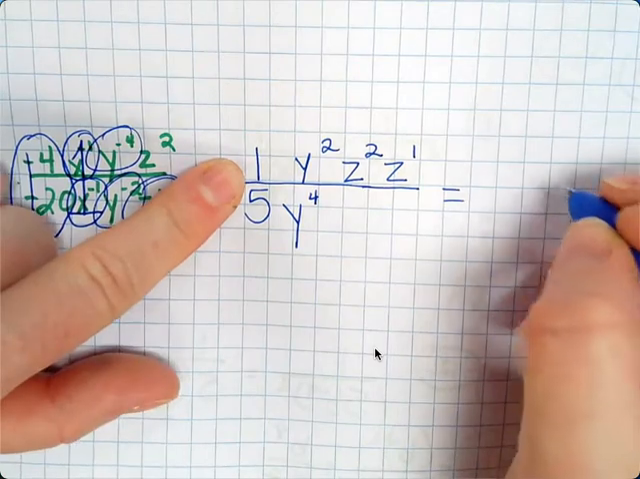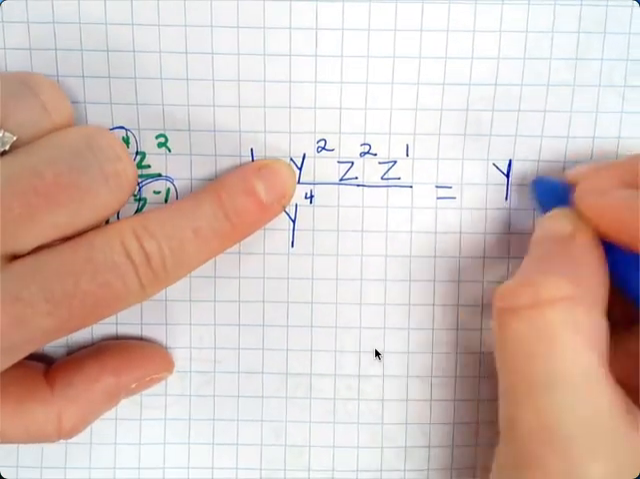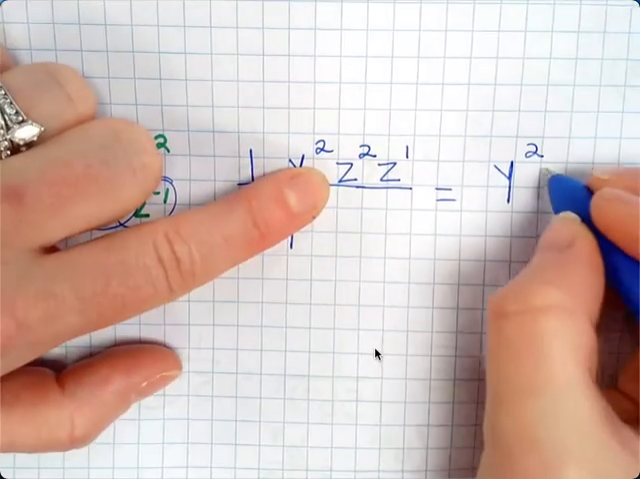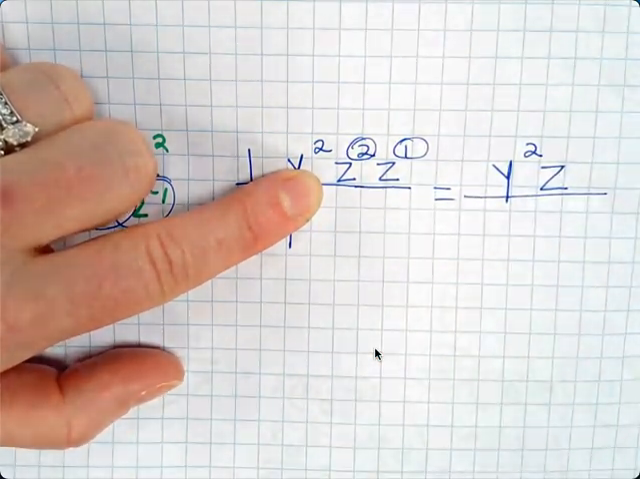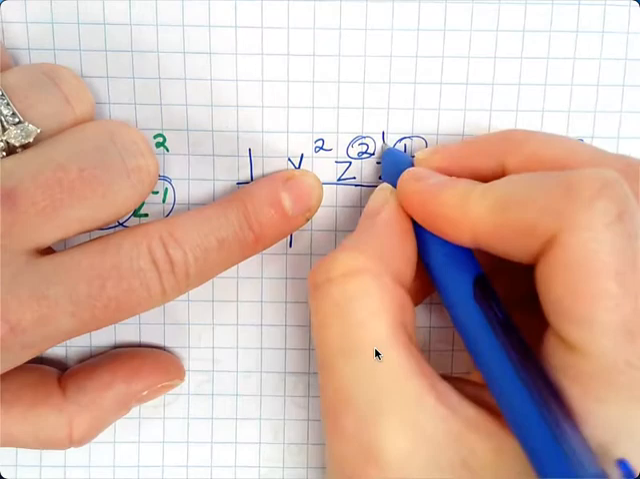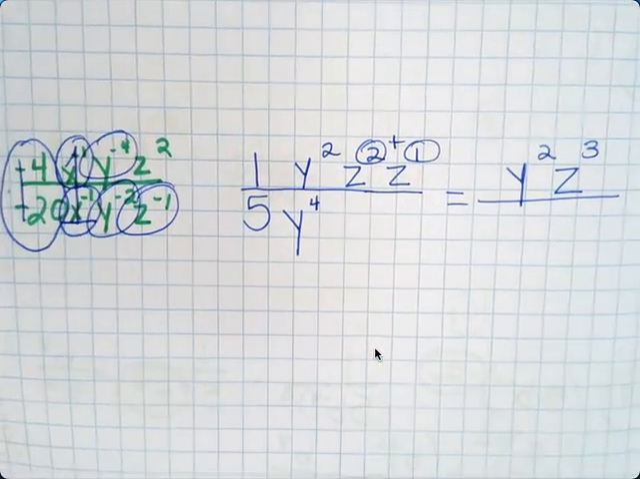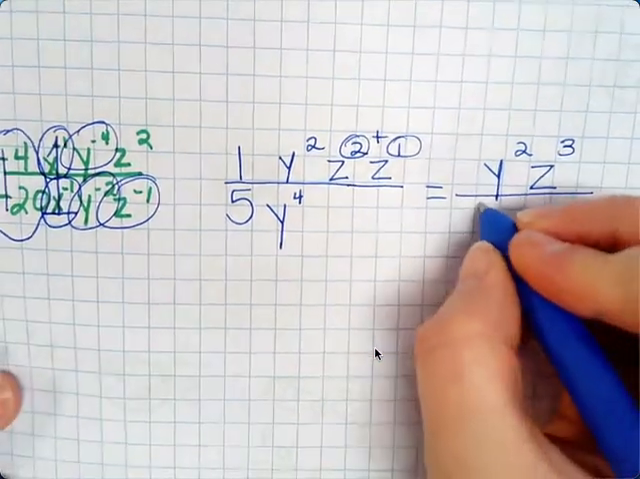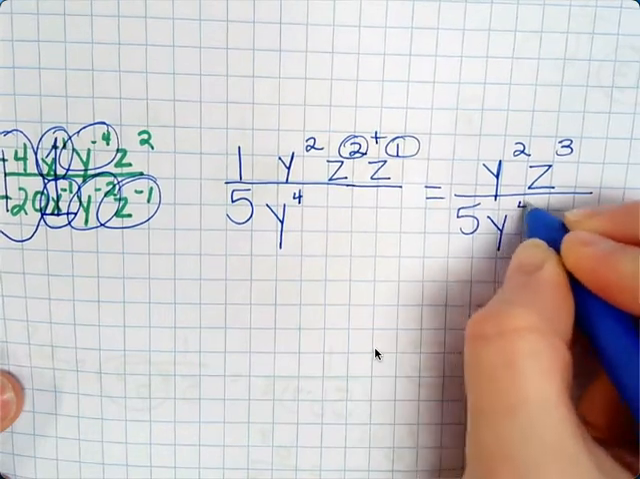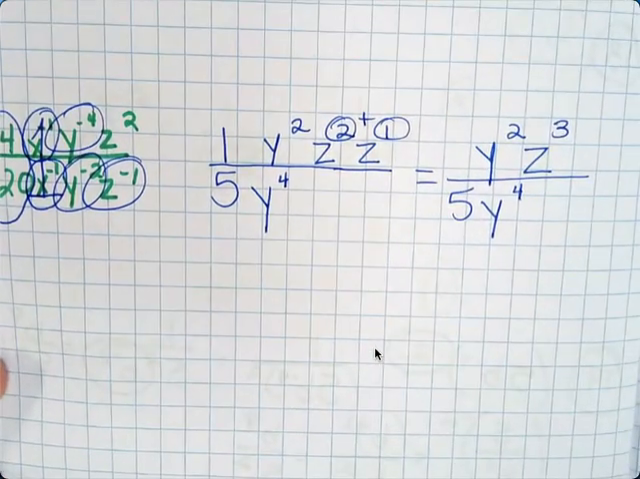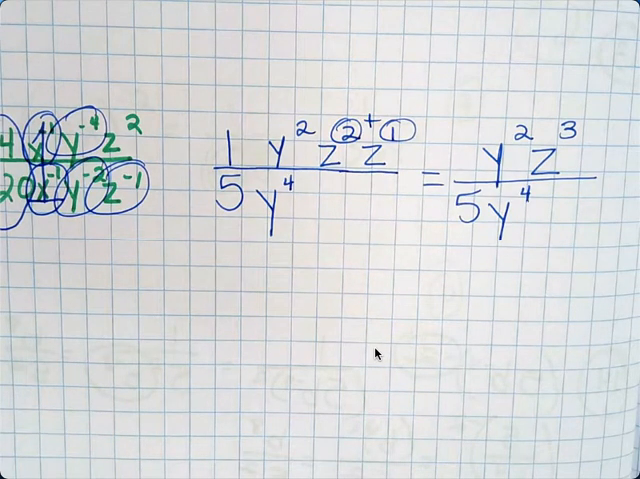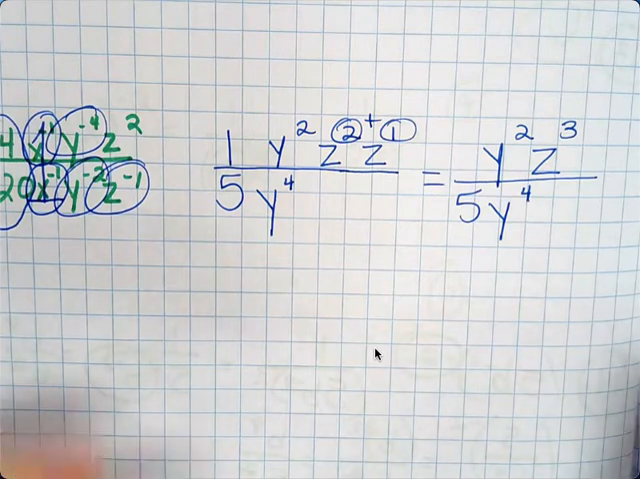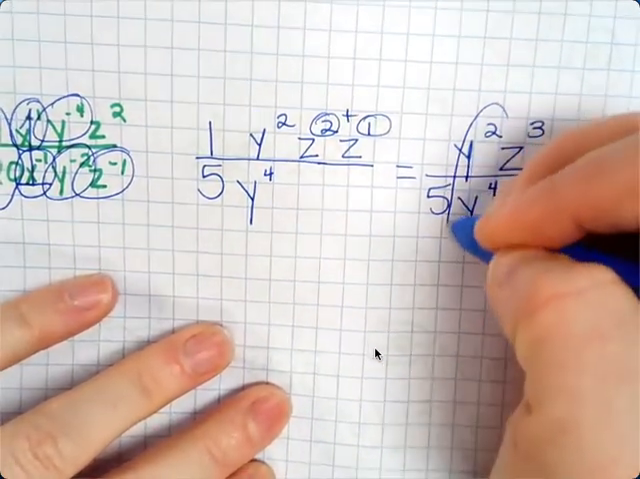Okay, we don't need that 1 anymore. Y squared stays where it's at. And then Z, we have Z squared and Z to the 1. So I'd make Z cubed because you add them. And then we have 5 y to the 4. But we're not done. What do we need to simplify now? Yeah, the y's.